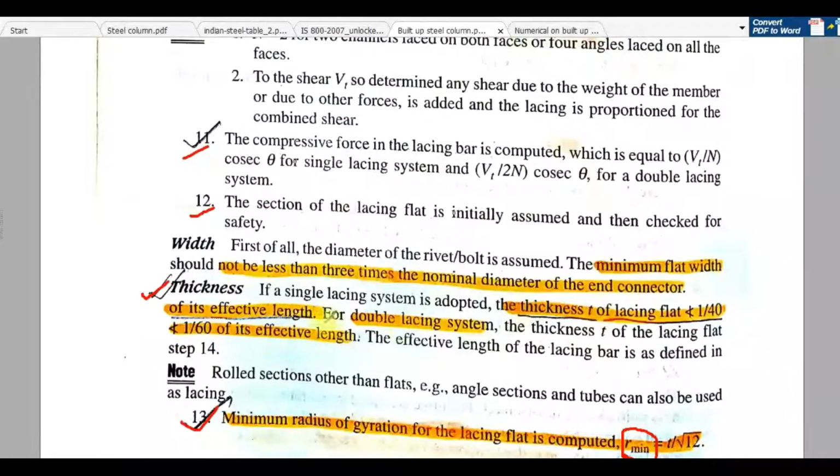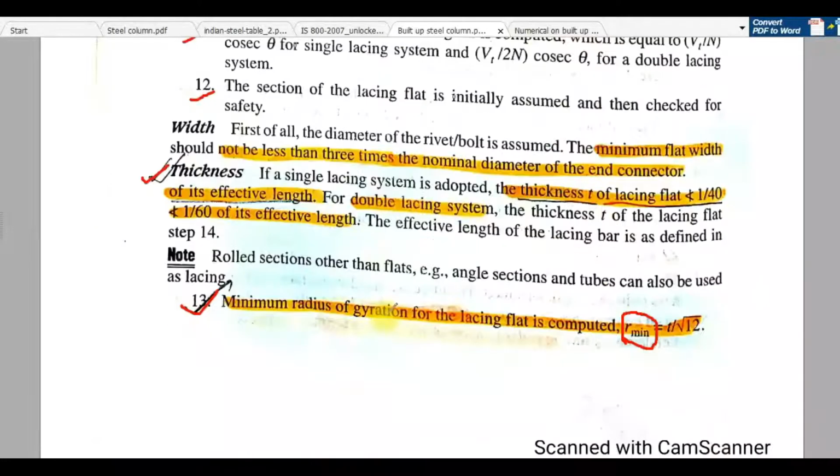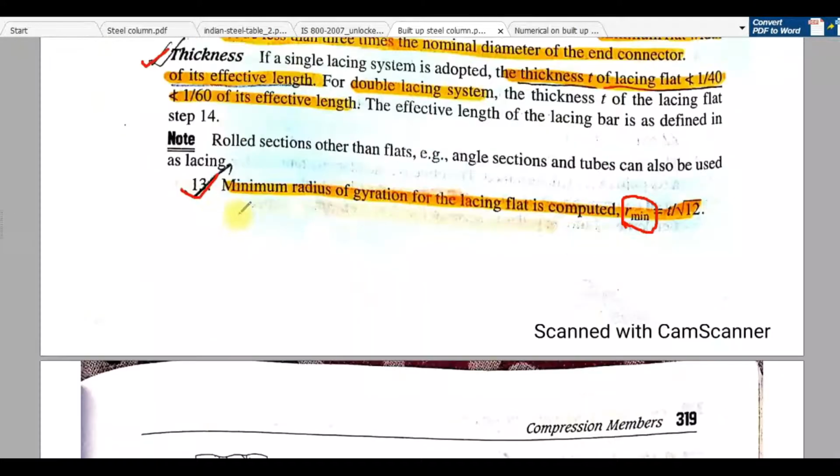So after finding this effective length, the thickness t of the lacing bar should not be less than 1 by 40 of the effective length. So you can find the 1 by 40 into the effective length, and you assume a thickness higher than that. Then for a single lacing system, and for a double lacing system it should be 1 by 60. Then the radius of gyration for the lacing flat should be t by root 12. So you can find this thickness from this solution.